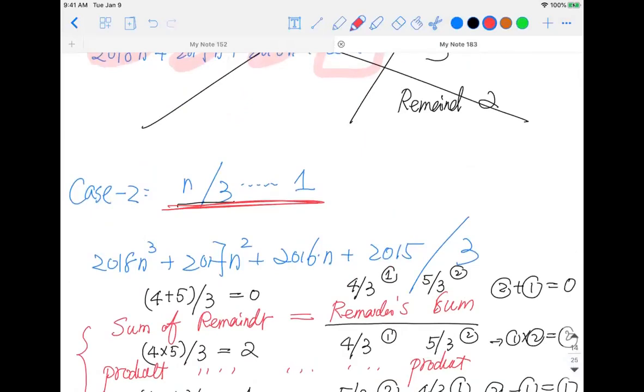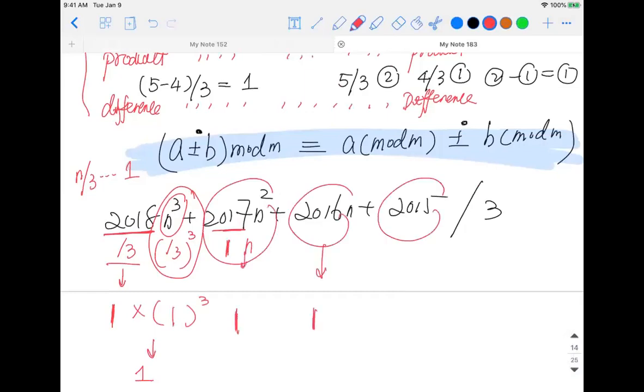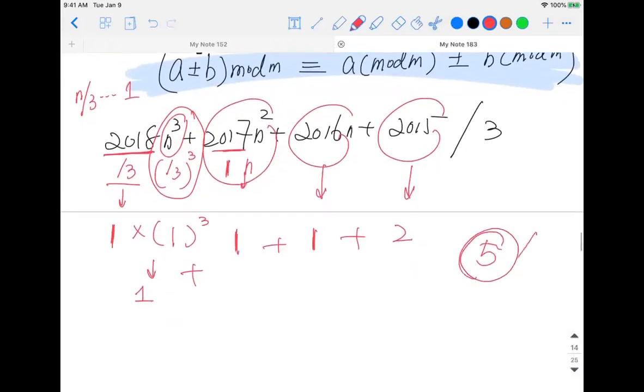So that will be 1 cubed. So the remainder is actually equal to 1. 2017's remainder is actually 1 as well, right? So that one, the remainder is 1 as well. That one is already 1. That one is actually 2. So you add everything together. This will be 5. The remainder is 5. 5 divided by 3, the remainder is 2. So that being said, this is not going to happen either. If you are not so familiar with the remainder thing, no worries. This is not the focus of our current lecture.